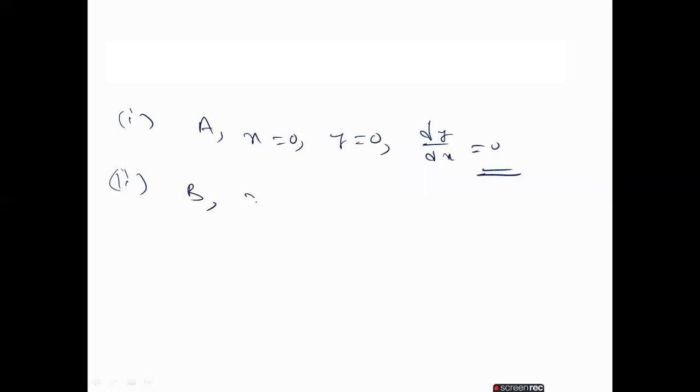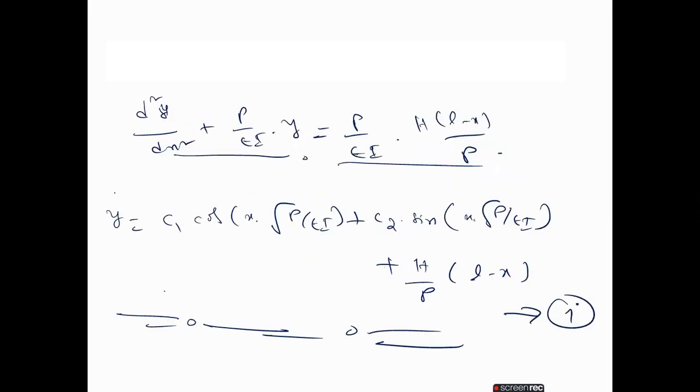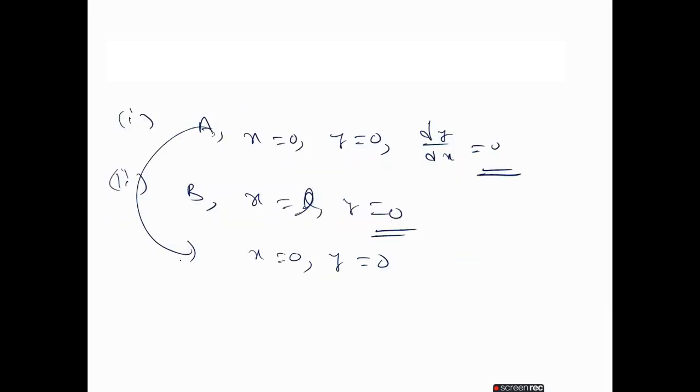Now we will take the boundary conditions. At the fixed end, x equal to 0, y equal to 0, and the slope is also 0. At the second boundary condition, at point B, x equal to L, then y equal to 0. So now substitute these values, the first values x equal to 0, y equal to 0, in the first equation. So what happens if you substitute here: c1 into 1 plus c2 into 0 plus H by P into L minus 0.